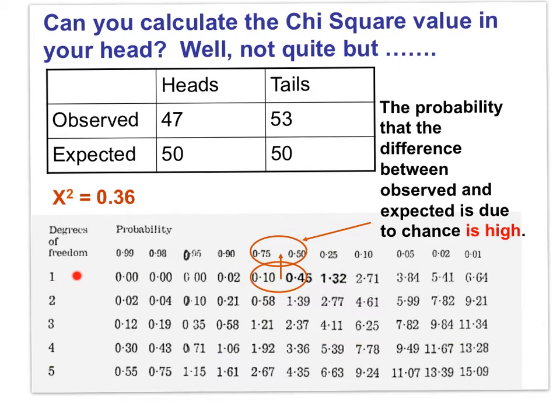Again, we subtract 1 from our 2 classes, heads and tails. We come in on the first row. We come over to 0.36 and read up to the probability value. The probability value is between 50 and 75% due to chance. Thus, the probability that the difference between observed and expected being due to chance is very, very high. Thus, the difference is not significant. We can conclude that the difference between observed and expected is due to chance, nothing more.